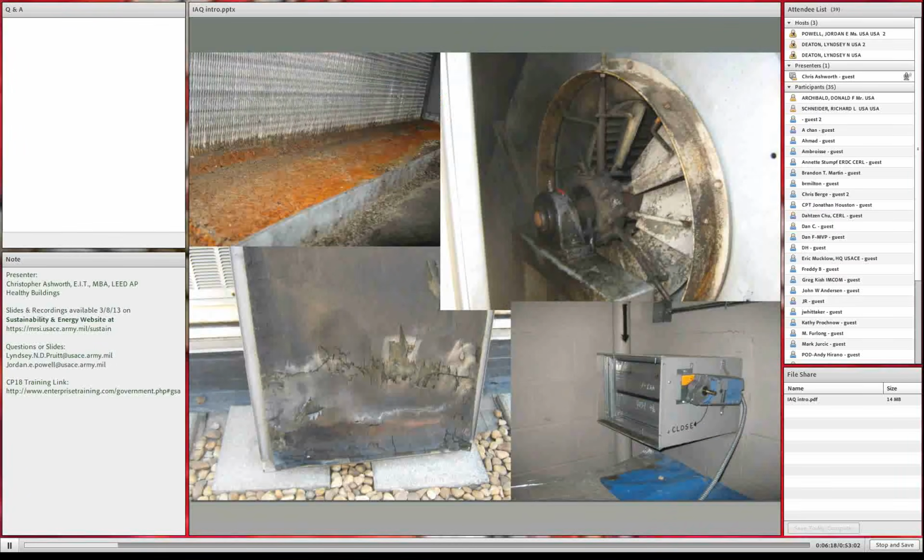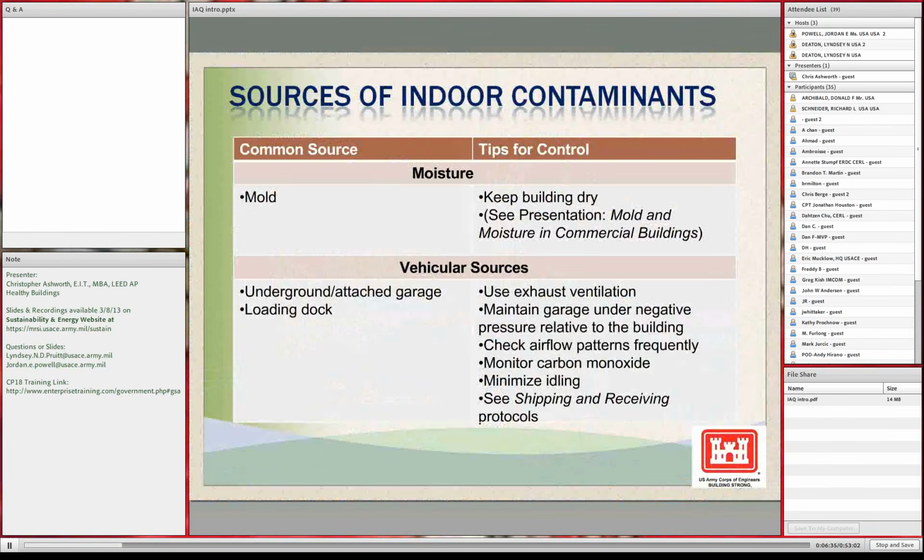And here are some snapshots that we've seen through the years, things like closed dampers, dirty fan coils, etc. So these are sort of the gruesome photos that we see that have direct effects on the indoor air quality. They can be easily preventable through proper maintenance.